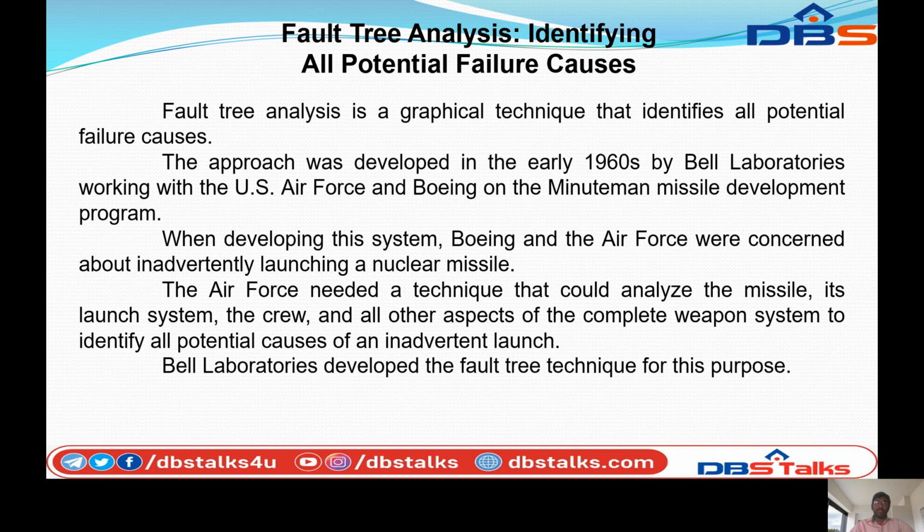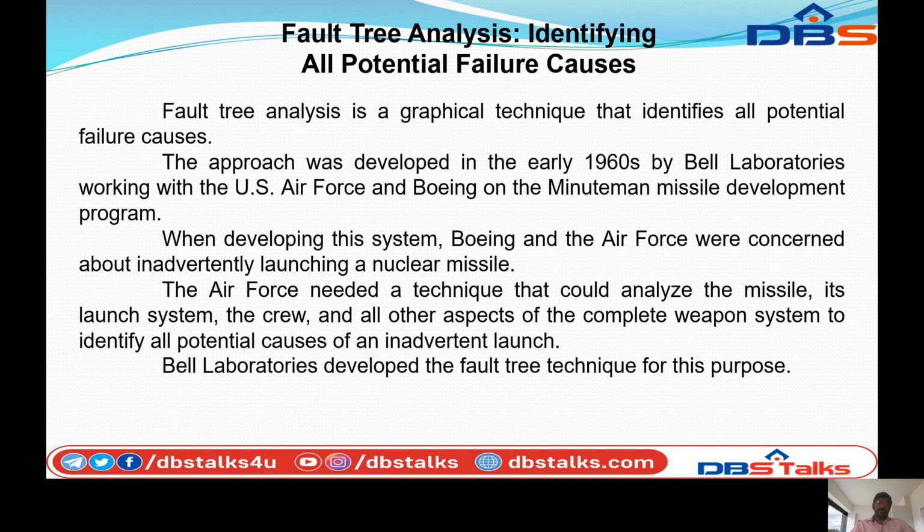So this approach was developed in the early 1960s at Bell Laboratories. It was used in the U.S. Air Force and Boeing missile development programs.